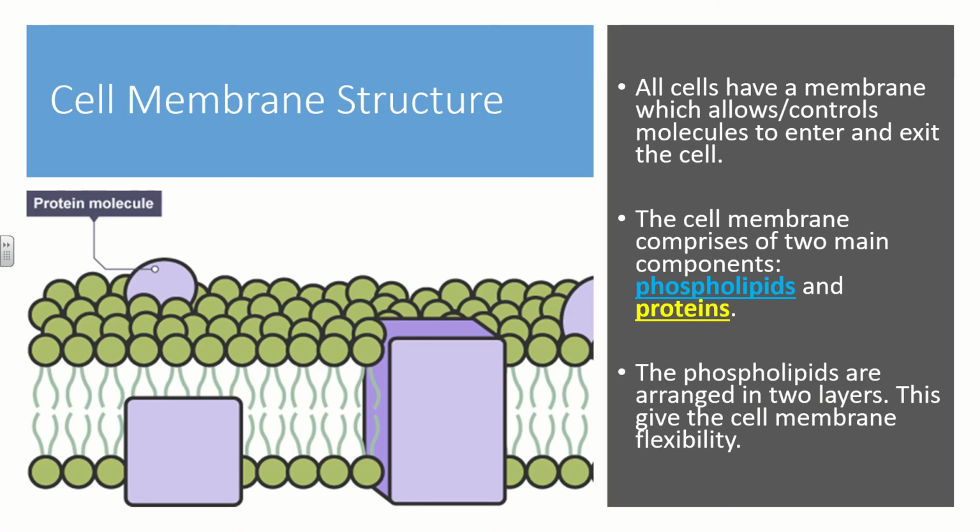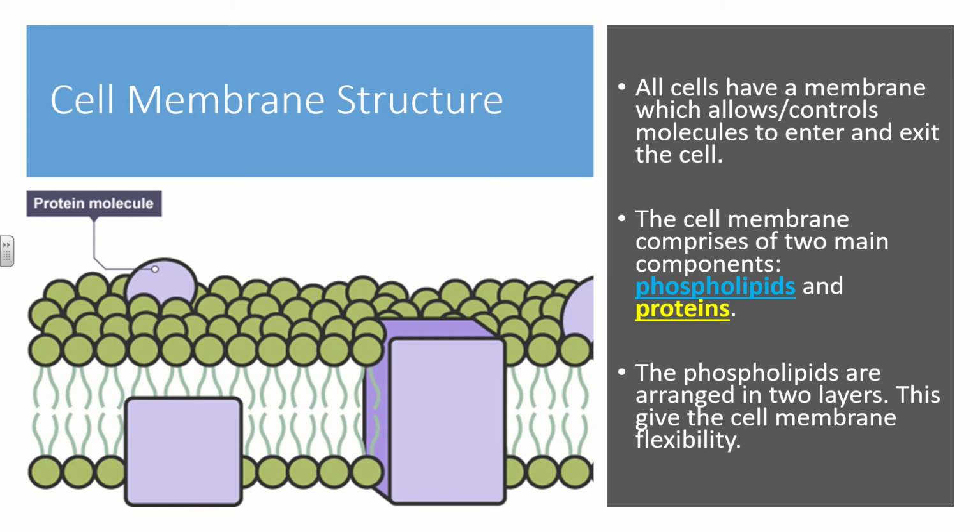So let's first look at the cell membrane structure. All cells have a membrane which allows molecules to enter and exit the cell. It is selectively permeable, which means it allows only small insoluble molecules to cross. The cell membrane comprises 2 main components, the phospholipids, which are these green items here, and the proteins, which are in purple.